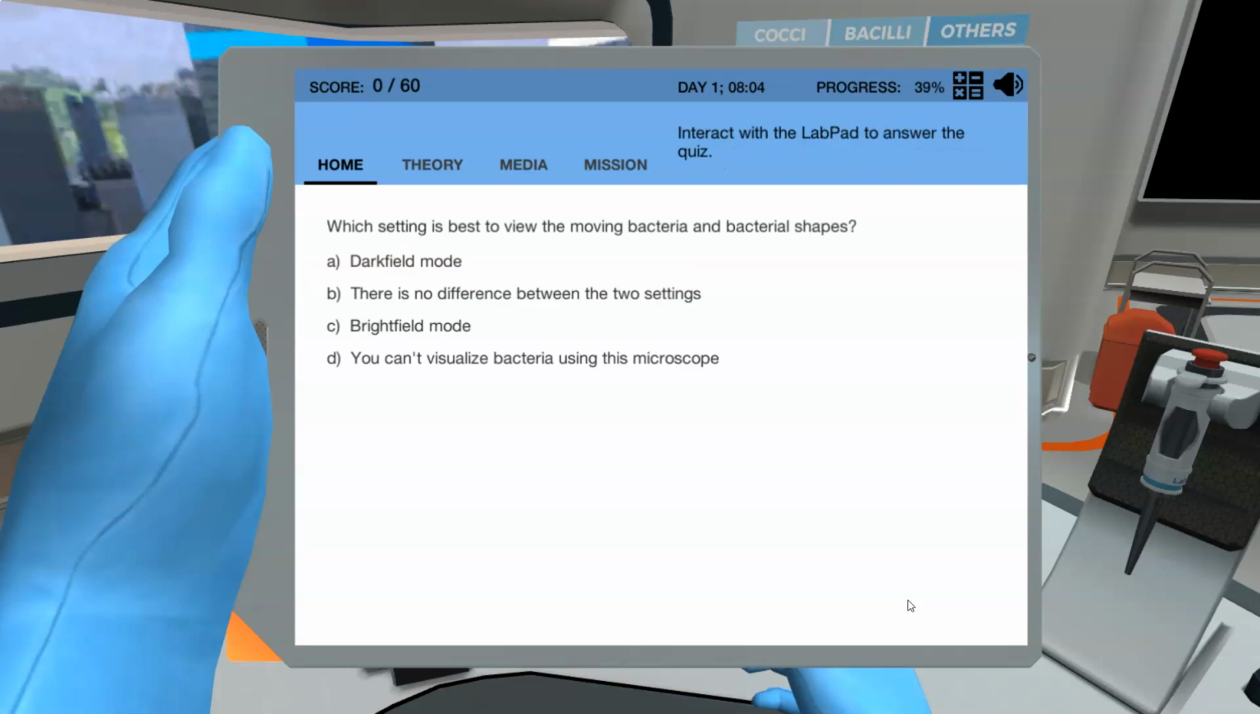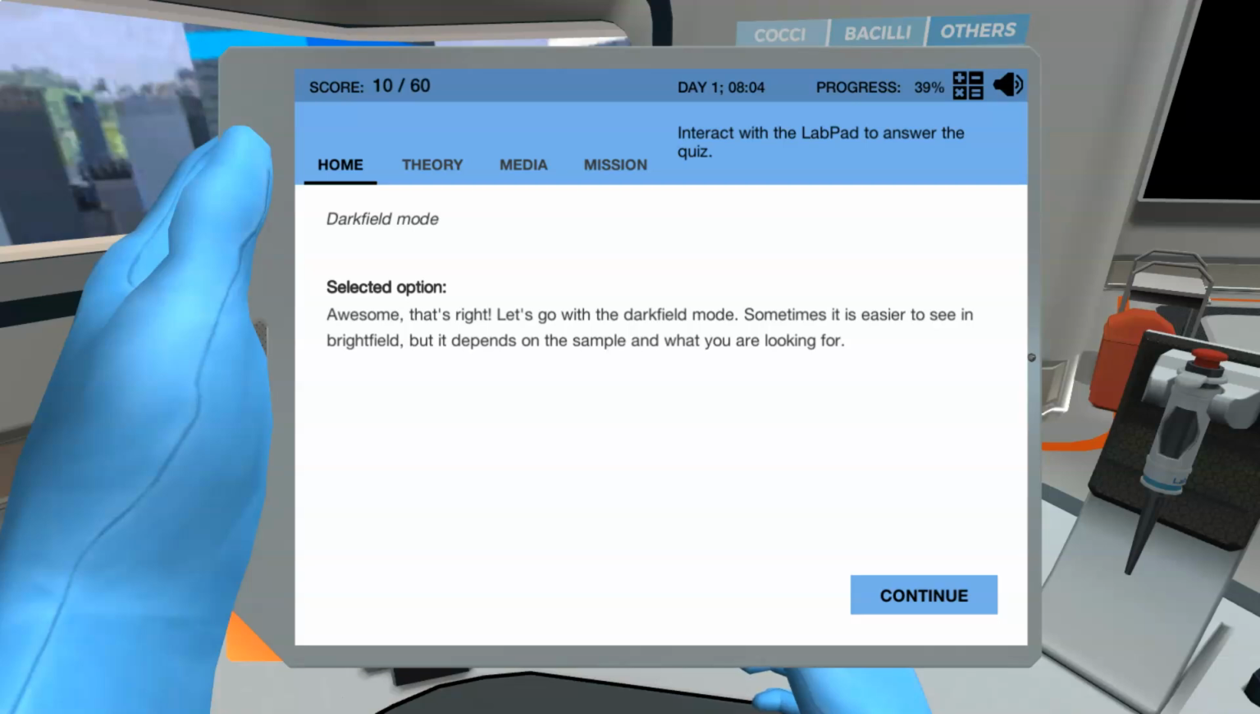Which setting is best to view the moving bacteria and bacterial shapes? Awesome, that's right. Let's go with the dark field mode. Sometimes it is easier to see in bright field, but it depends on the sample and what you are looking for.